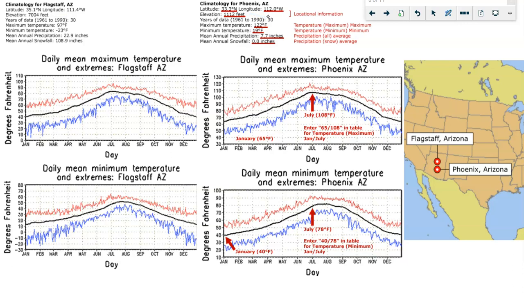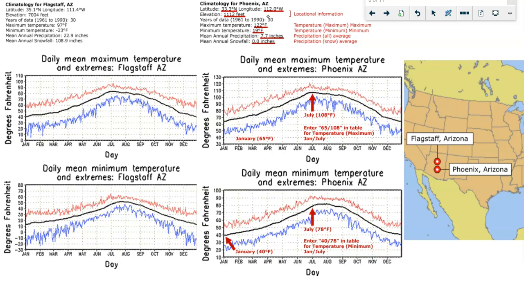Are there any other issues here? I mean, they're both in the same proximity to water. We don't see a regulating effect there. So really the biggest temperature difference, the reason for that is going to be the elevation difference. What about in terms of precipitation?